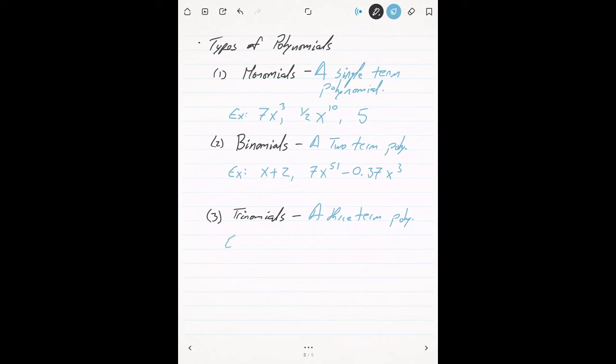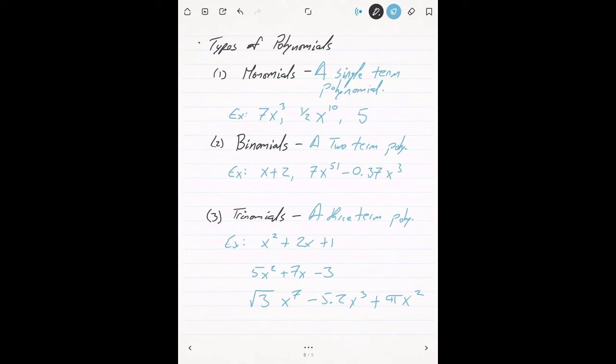Some common examples that you'll see include something like x squared plus 2x plus 1, 5x squared plus 7x minus 3, even something more complicated like square root 3 times x to the 7th minus 5.2 x to the 3rd plus pi x squared. This is a polynomial as well.